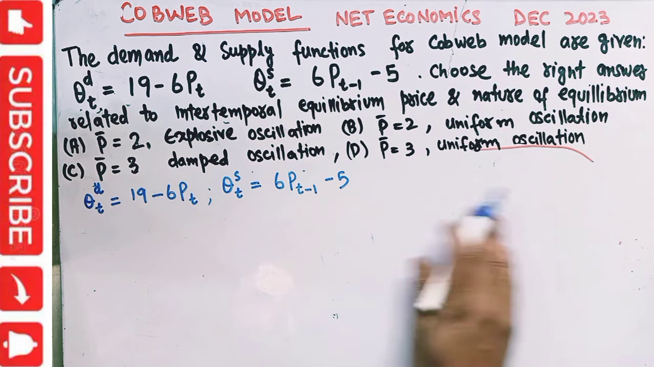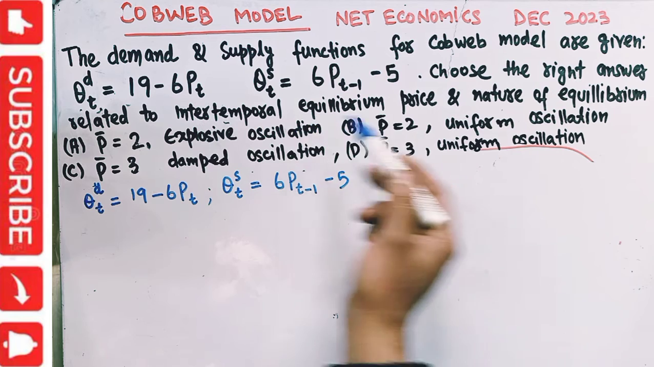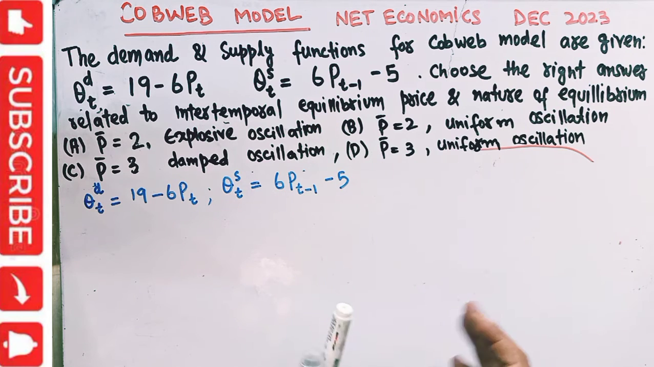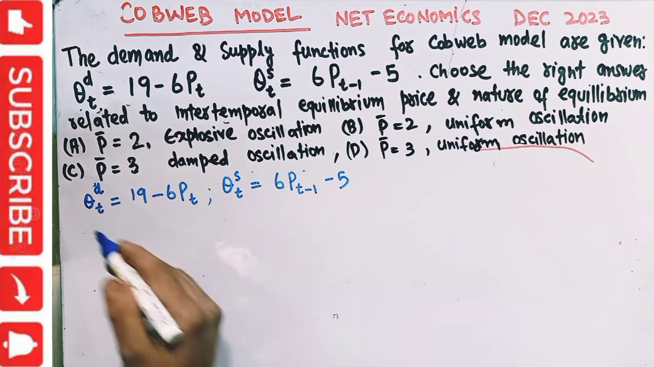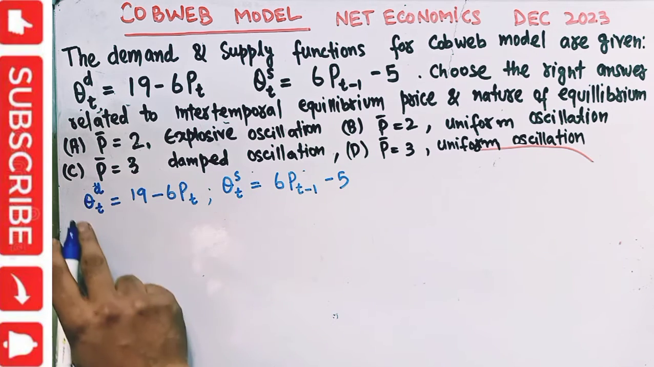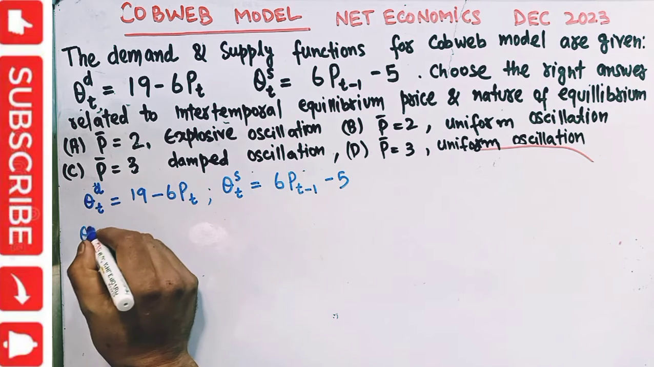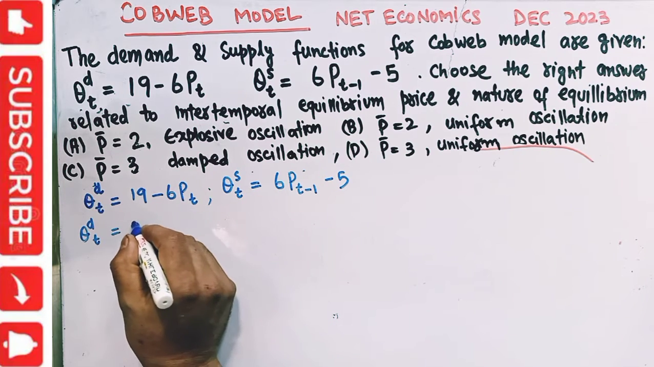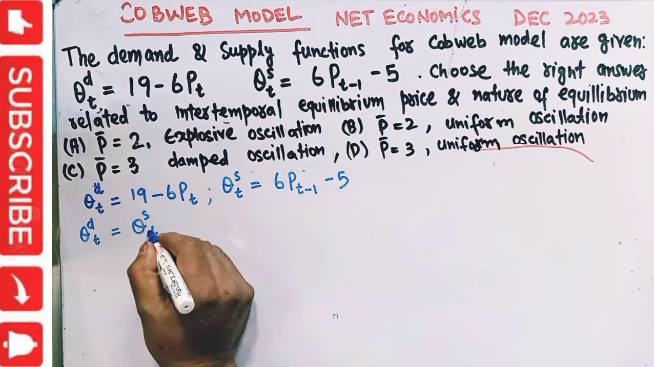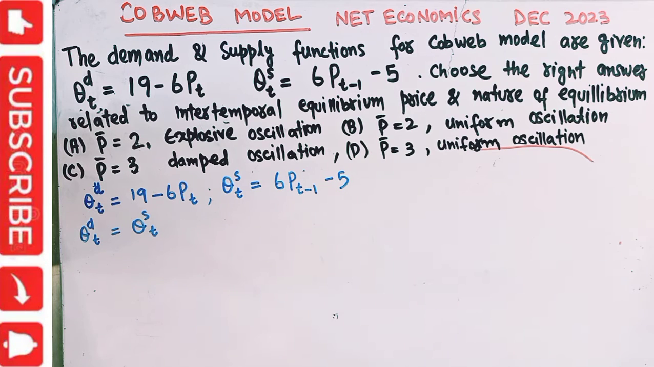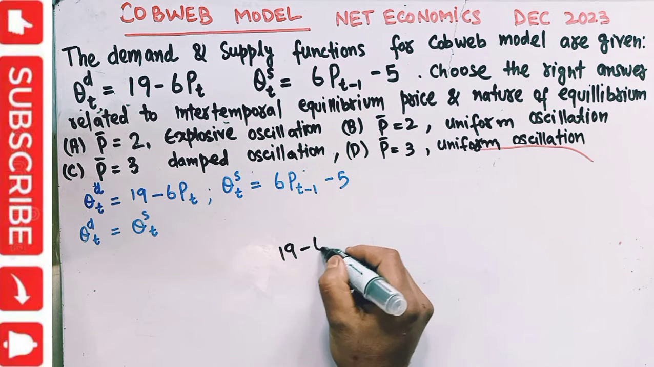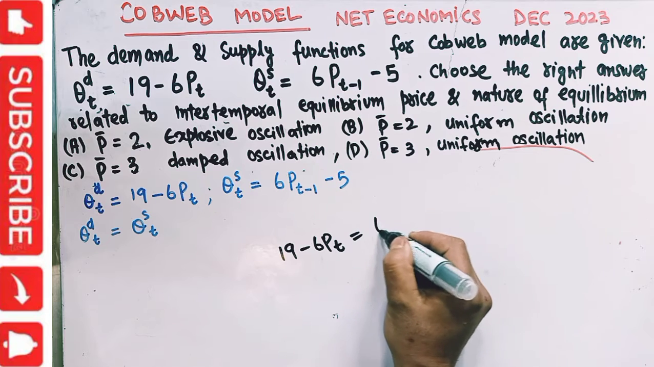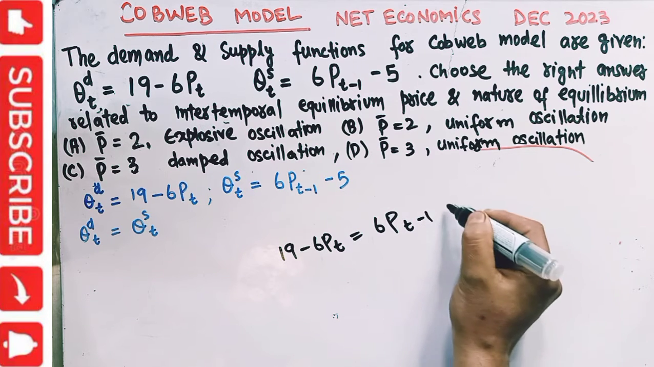So what we are being told is to find out the intertemporal equilibrium price and the nature of equilibrium. How do we solve it? Very simple. First thing, we will equate quantity demanded at time period t with the quantity supplied at time period t. We equate these two equations, and it is very easy. So we have 19 minus 6pt is equal to 6pt minus 1 minus 5.